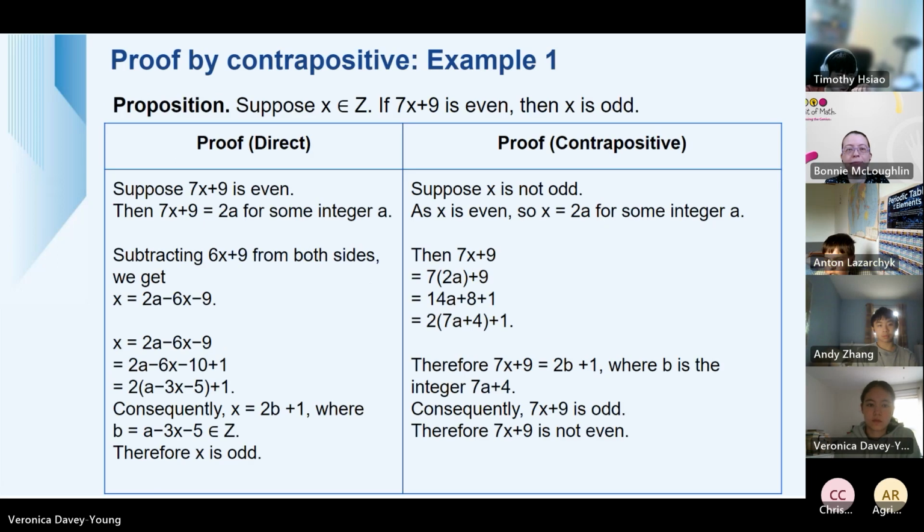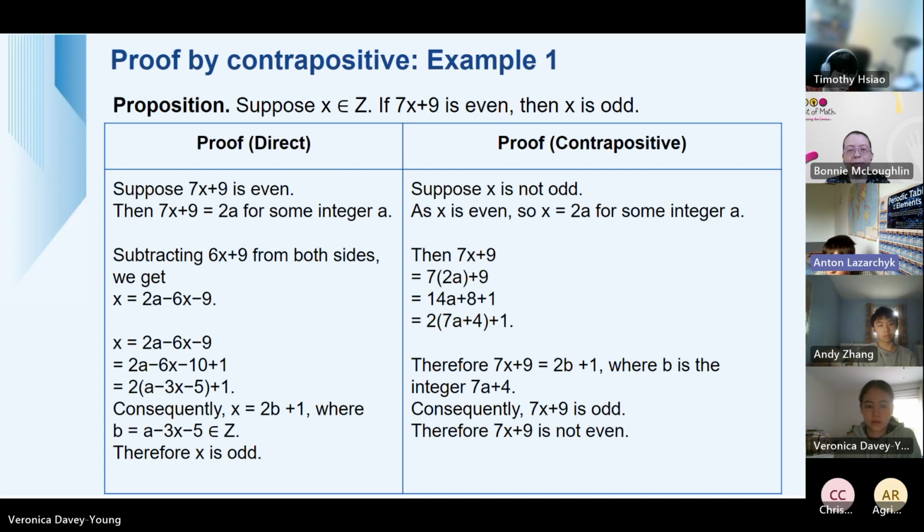Slide. So here is an example. Suppose x is an integer. If 7x plus 9 is even, then x is odd. This is a direct proof. Suppose 7x plus 9 is even, then 7x plus 9 equals 2a for some integer a. We can subtract 6x plus 9 from both sides, and consequently we get x equals 2b plus 1, where b equals a minus 3x minus 5, which is an integer, so x is odd.